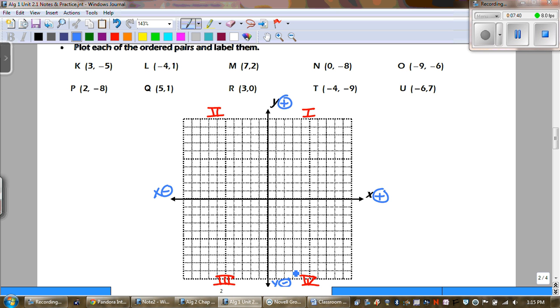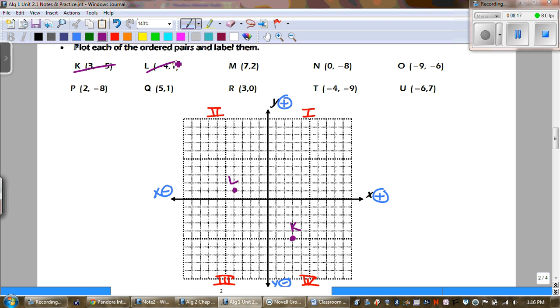All right, so my first point that I have to label is K. And I have to go 1, 2, 3 to the right, and 5 down, okay? So right here, guys, when you do this, you need to clearly label, have a nice big dot, and then write the letter. That shows me that you know what you're doing, okay? So for L, I go to the left 4, I put my point, and then I write the letter, okay?